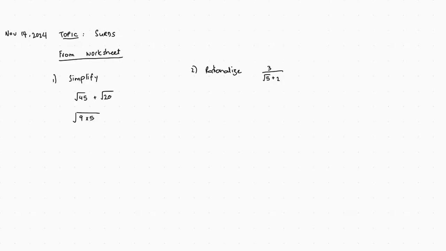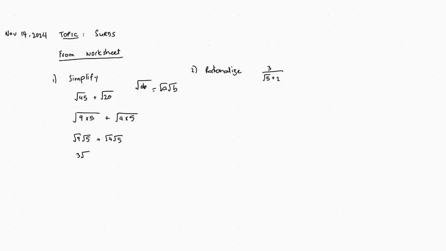Now once we get here, what we apply is this: square root of AB is equal to the square root of A times the square root of B. So what this simplifies to is the square root of 9 times the square root of 5 plus the square root of 4 times the square root of 5. The square root of 9 we know is 3, so that's 3 root 5. And the square root of 4 is 2, so that's 2 root 5.